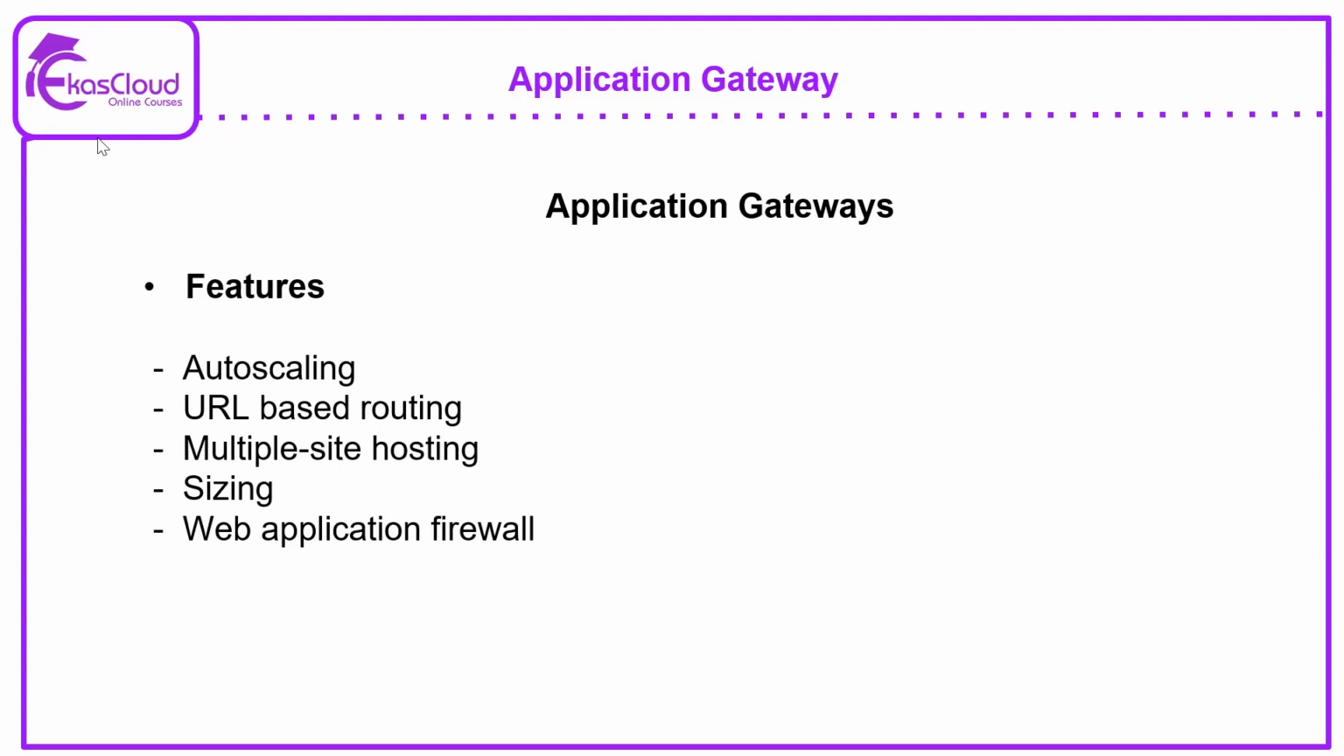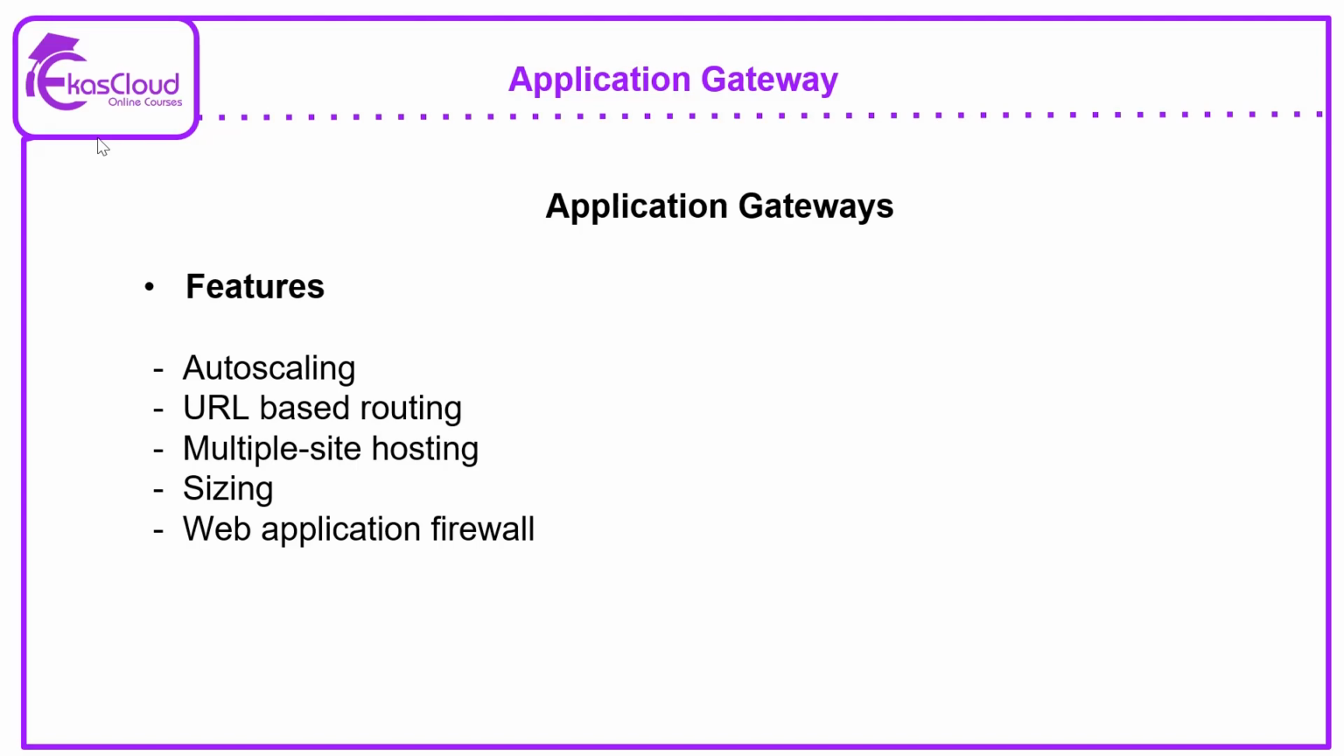It offers a feature of sizing. So the application gateway can be configured for auto scaling or for single size deployments. It can also include an optional component, which is the web application firewall. The firewall basically protects your web application from any potential threats or attacks.